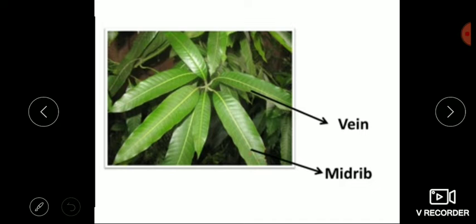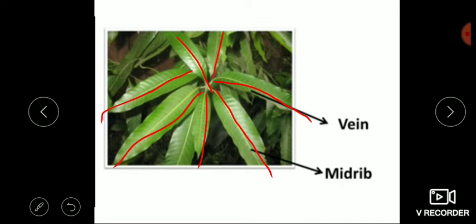So, midrib. Midrib is the mid part of the leaf. A thick line structure is found which is attached to the petiole and the tip of the leaf. It provides support to the leaf blade.